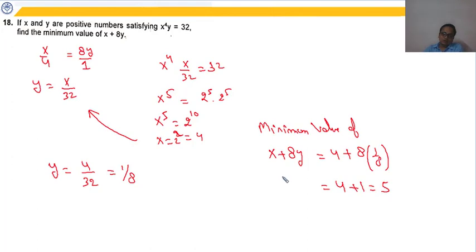This is one way to solve this. Why did I explain the models? Just to address these two questions carefully. 4 plus 1 is 5. I hope this approach is clear.